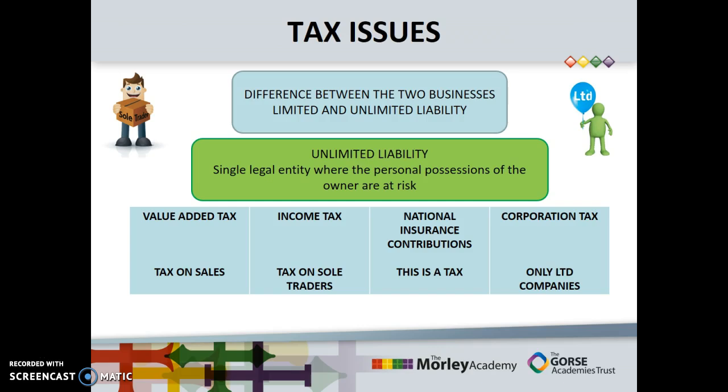4 taxes: value added, income, national insurance contributions and corporation tax. One of the questions that people get wrong over and over again. The main difference that you are looking for here is income tax is paid by sole traders because they are the same as their business. So effectively the business has an income just like a person.